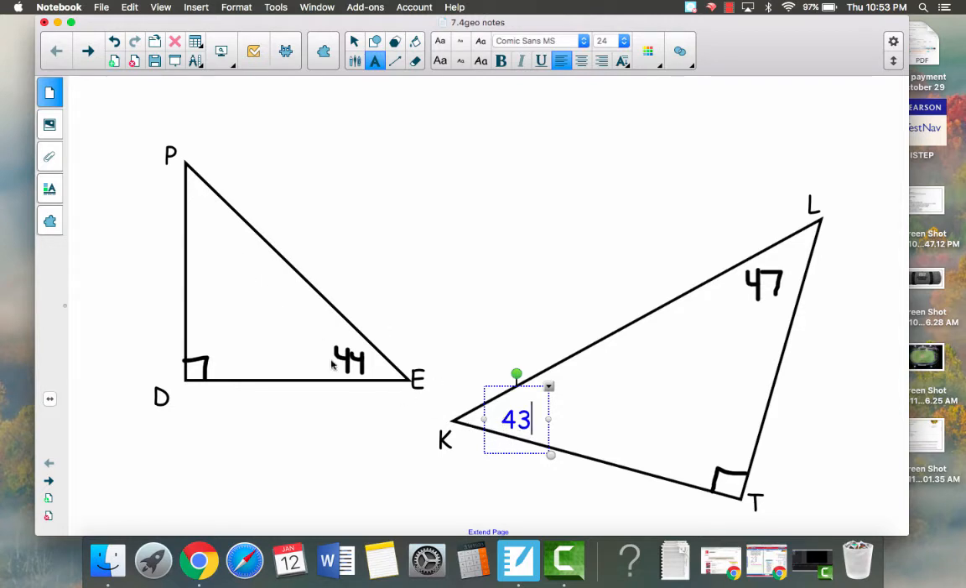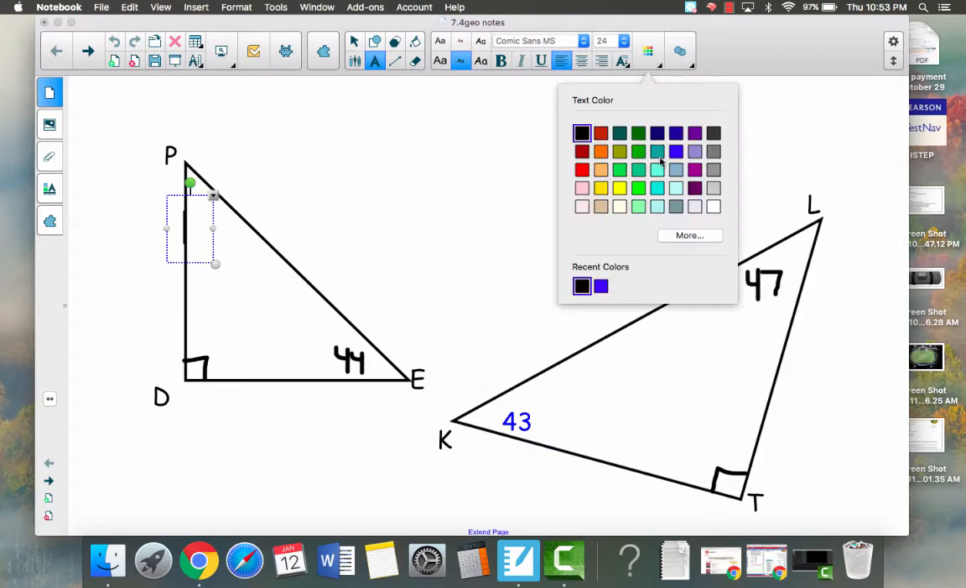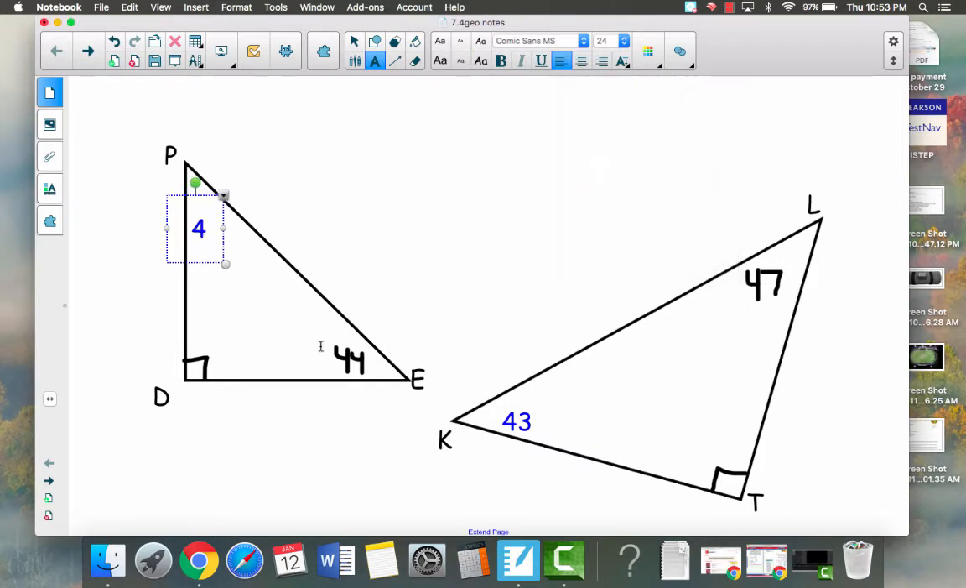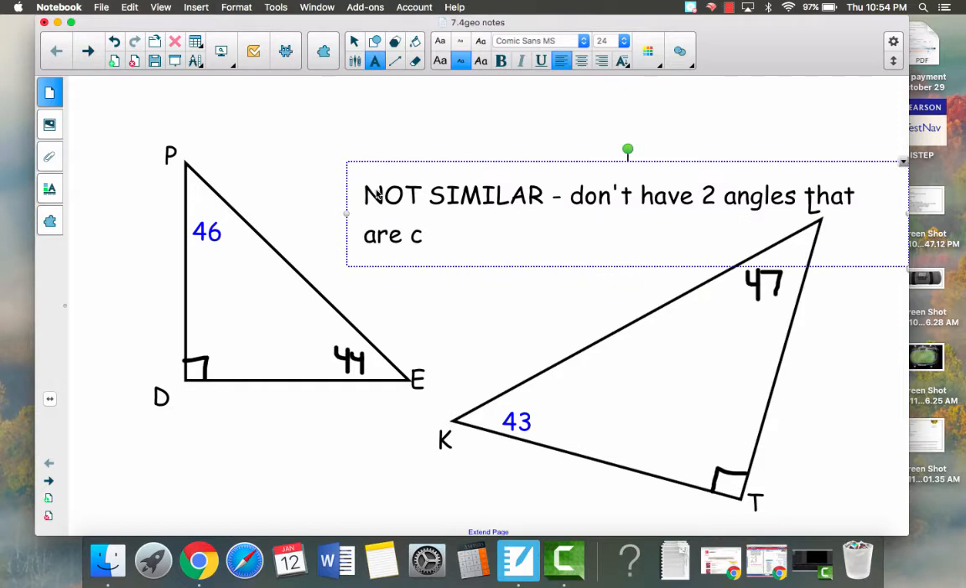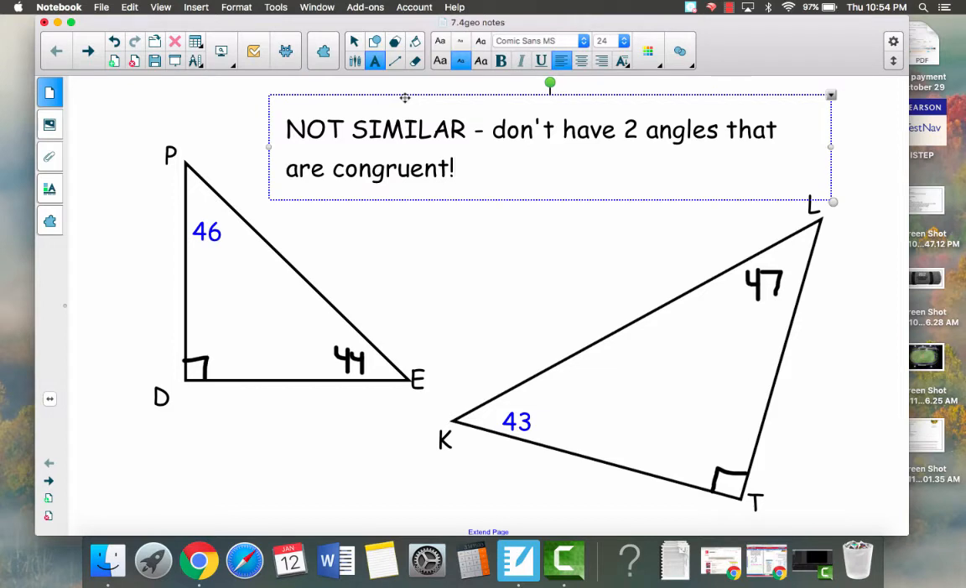Well, automatically we know that 43 is not either of these. And if you weren't sure, double check what should be in this picture. Okay, if I take 90 minus 44, I'm going to end up getting 46. So only one angle matches up, the 90s. So that means that this is not going to be a similar pair of triangles. So not similar. And the reason, no, don't have two angles that are congruent. Okay, so some kind of statement like that is enough to be able to write that they are not similar. And you'll have to do something just like this on your assignment for this section, right?